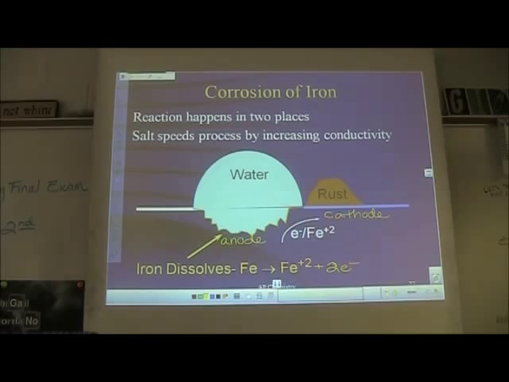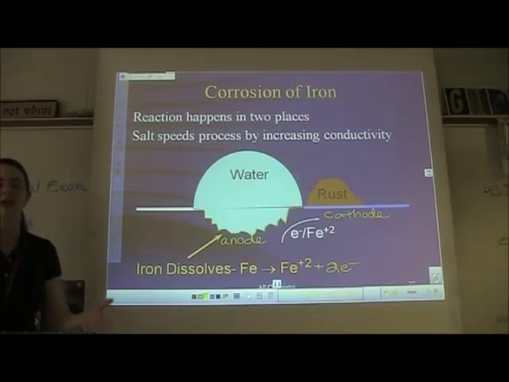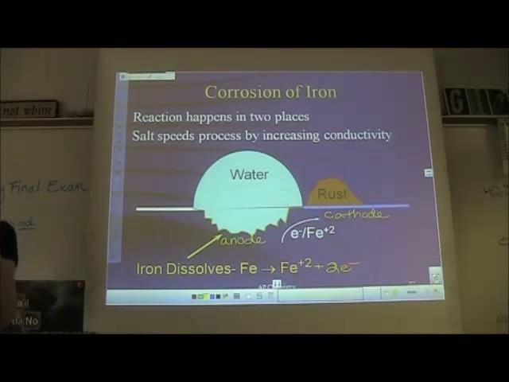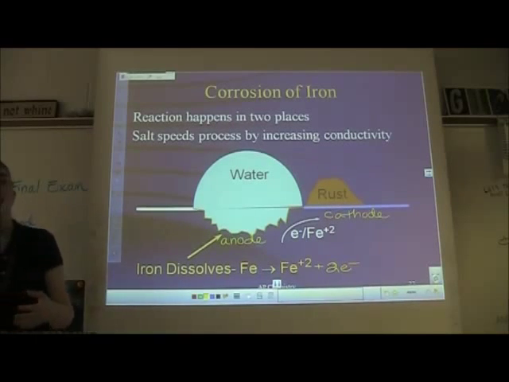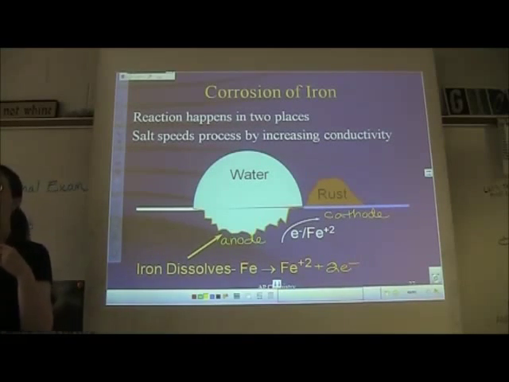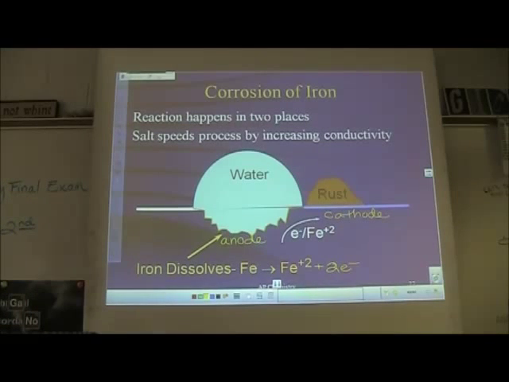All right? Which is why, besides the fact that people don't like to have salt caked on their cars from the winter roads, it's not very nice looking, but having salt on your car runs the risk of having some rust get to your car. What are your cars made of? What metal? Steel. What's the main metal in steel? Iron.